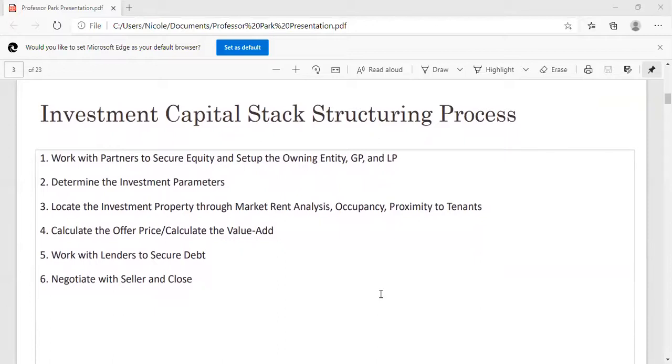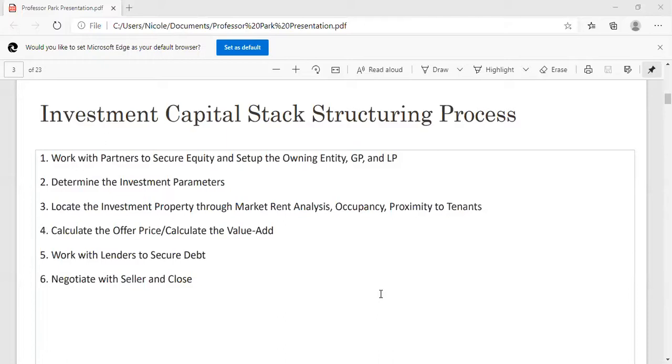So there are two different types of properties that Professor Park had me cover today, and one is investment and the other is development. The way that you stack the capital for each of these types is a little bit different depending on what the properties are and the investment or development itself.